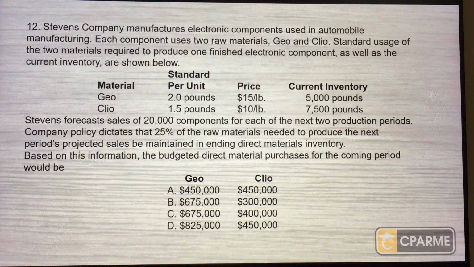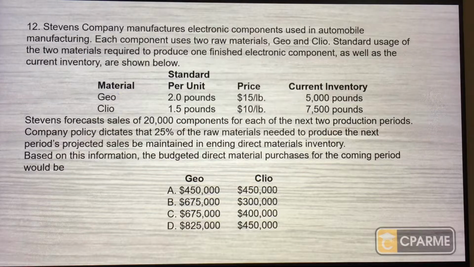Stevens Company manufactures electronic components used in automobile manufacturing. Each component uses two raw materials, Geo and Clio. The standard usage of the two materials required to produce one finished electronic component, as well as the current inventory, are shown below. The standard per unit is 2 pounds for Geo and 1.5 pounds for Clio. Price is 15 per pound and 10 per pound for Geo and Clio respectively, and they have their own inventory at 5,000 pounds and 7,500 pounds.